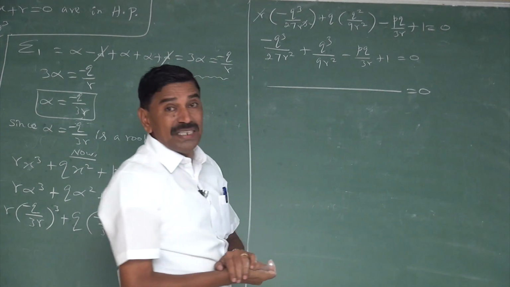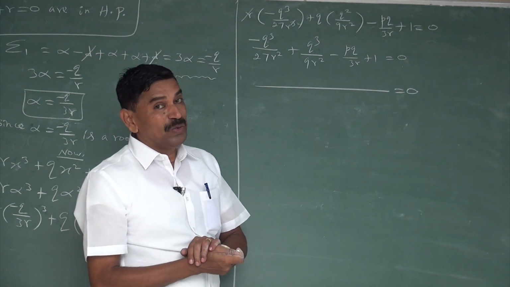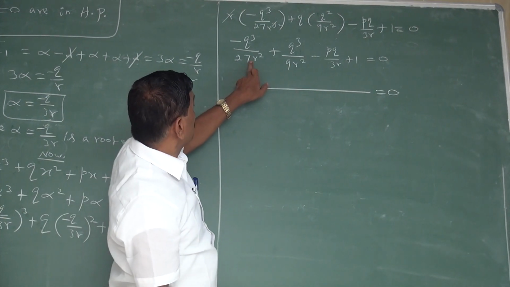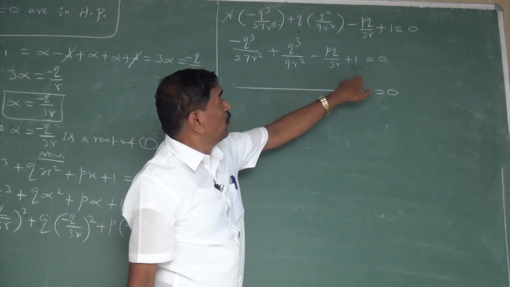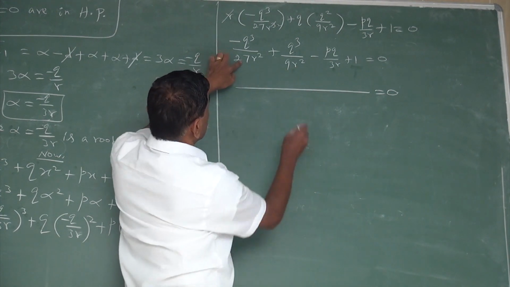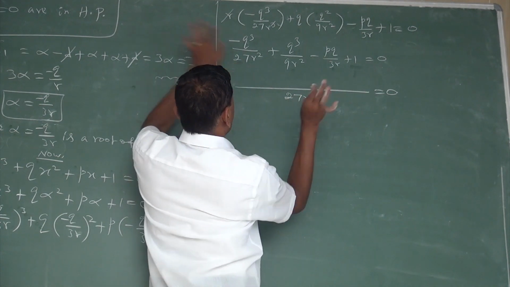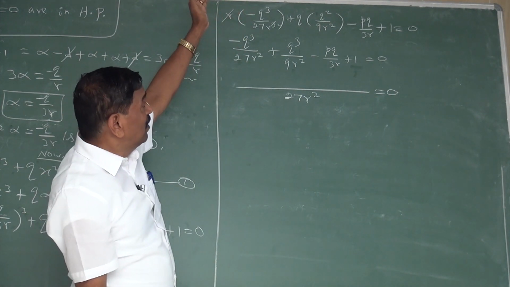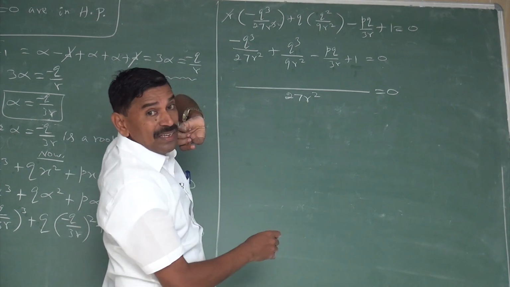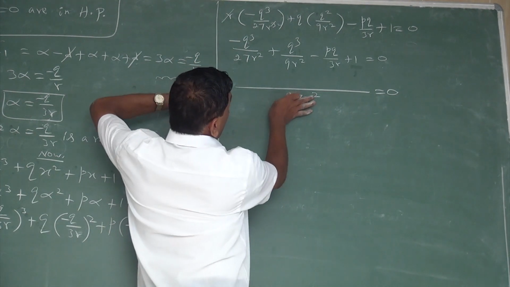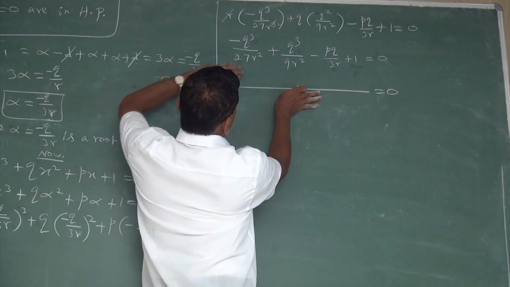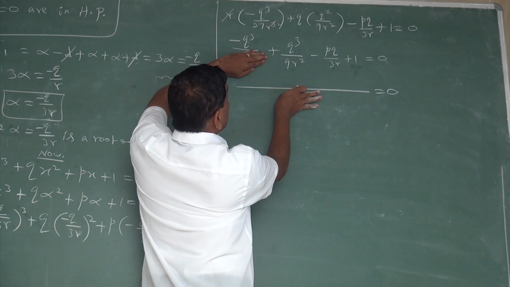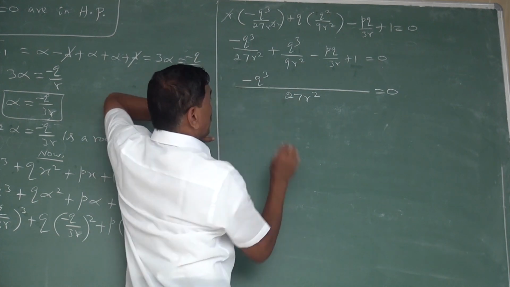Can you tell me what is LCM? Very good, 27 r square, correct. Because 27 r square, 9 r square, 3 r, in which 27 r square is the LCM. Next step, what is the first one numerator? So consider LCM 27 r square, denominator 27 r square cancels, meaning 1 into numerator minus q cube. So minus q cube, correct answer.